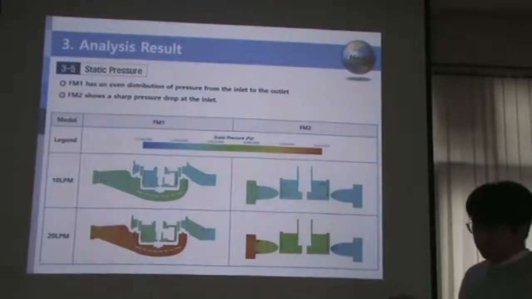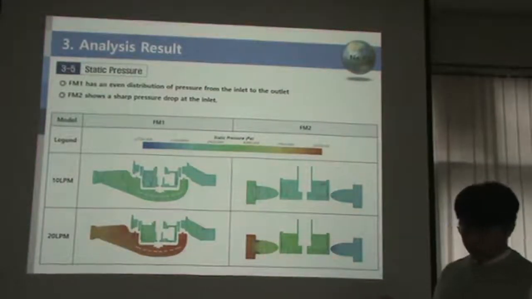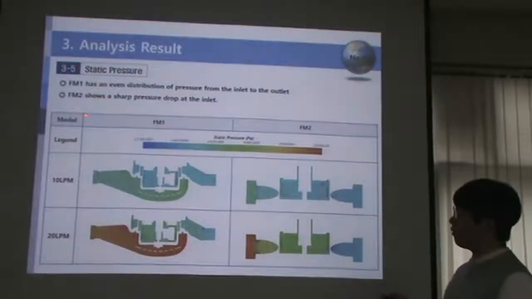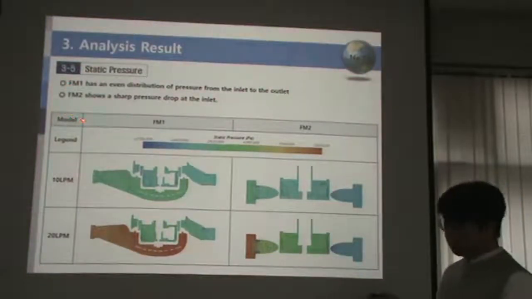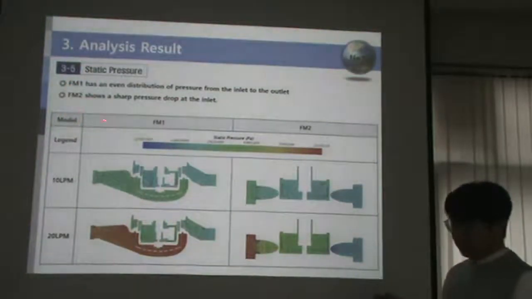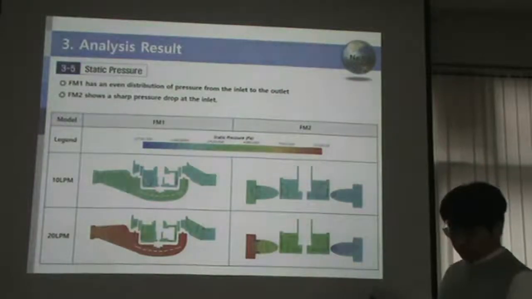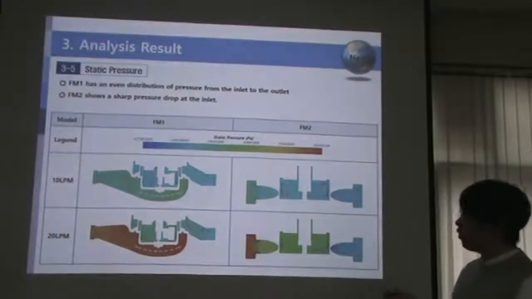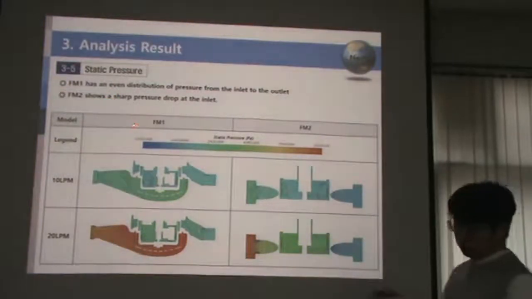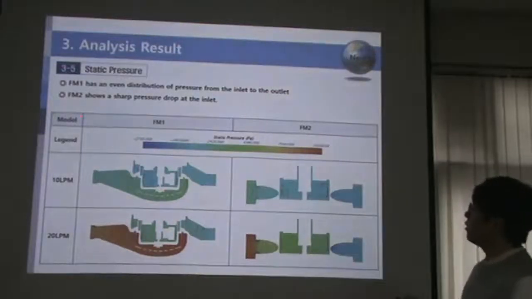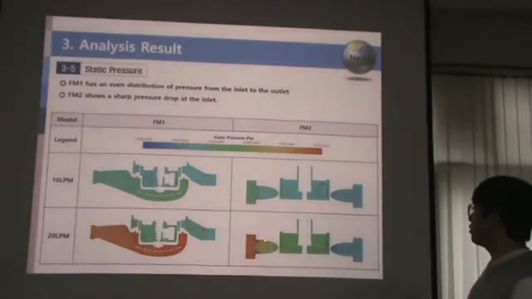The following is the static pressure distribution by model. FM1 has an even distribution of pressure drop by blade and input flow rate. FM1 has an even distribution of pressure from the inlet to the outlet, but FM2 shows a sharp pressure drop at the inlet.